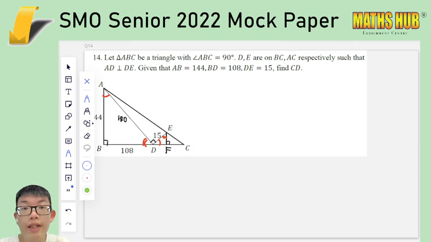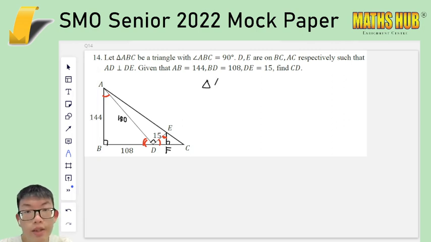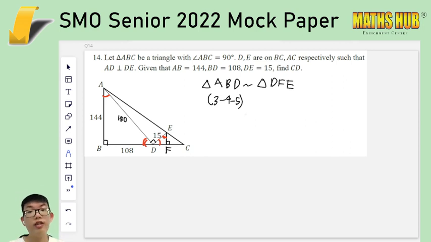And so I can say that ABD will be similar to this new triangle DFE. And ABD is a 3-4-5 triangle in terms of ratios. So DFE will also be a 3-4-5 triangle. And since BD is the shorter leg, it corresponds to EF being the shorter leg. So 3-4-5 triangle with hypotenuse 15 would be 9, 12, 15.